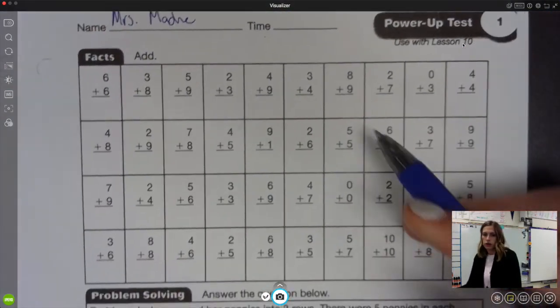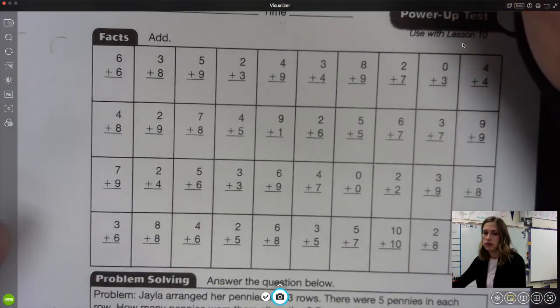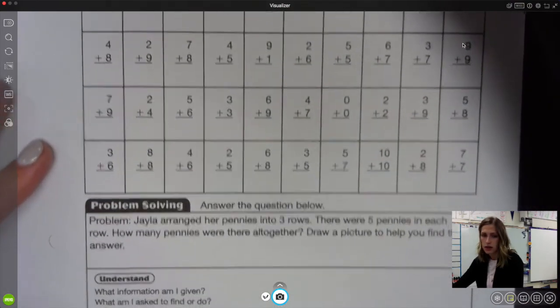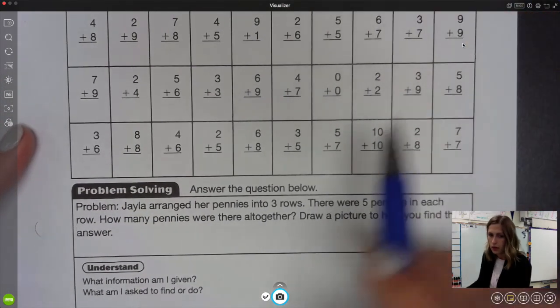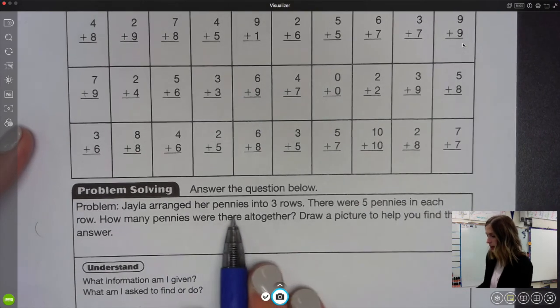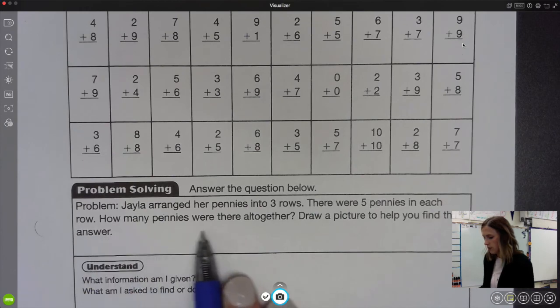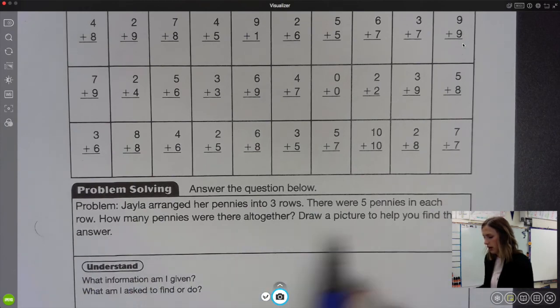When I say go, you're going to do all of the facts. On a power up test, we will not grade them together. Okay, so you're on your own to do your facts, and then I'll get you started on the problem at the bottom. The problem at the bottom says Jayla arranged her pennies into 3 rows. There were 5 pennies in each row. How many pennies were there altogether? Draw a picture to help you find the answer.